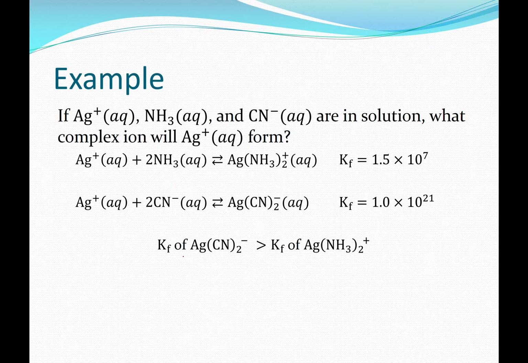The Kf of the cyanide complex ion is significantly larger than the Kf of the ammonia complex ion. And so if I have these 3 things in solution, it's really this ion that's going to form. I'm not going to have the aqueous, I'm not going to have the ammonia complex, I'm going to have the cyanide complex. And so that's the one that I can qualitatively say is going to form in this case.